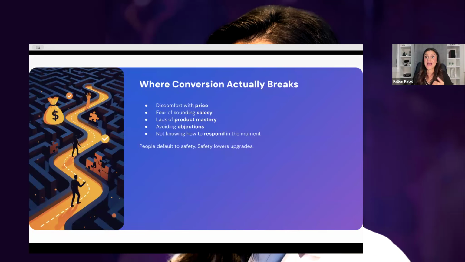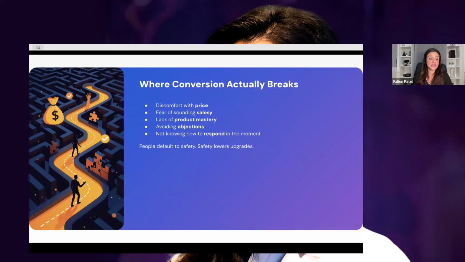So where do the conversations actually break during that sales discussion? Usually it's discomfort around price. That's the objection we always get from patients. We have an internal fear about sounding salesy, right? We don't want to sound salesy. That's why some people don't begin altogether. Lack of product mastery is another one, knowledge. Everyone does have to have the background knowledge. So some training, learnings, and lunches that you have with your vendors are really important to help you with that knowledge and understanding. And then avoiding objections.